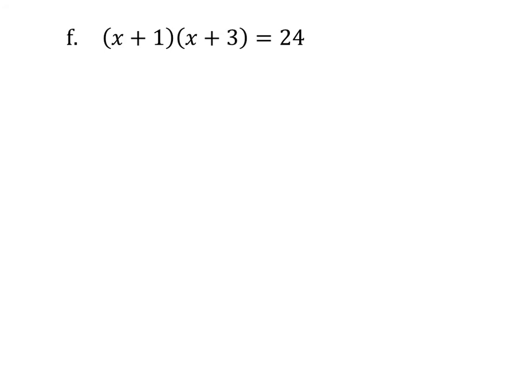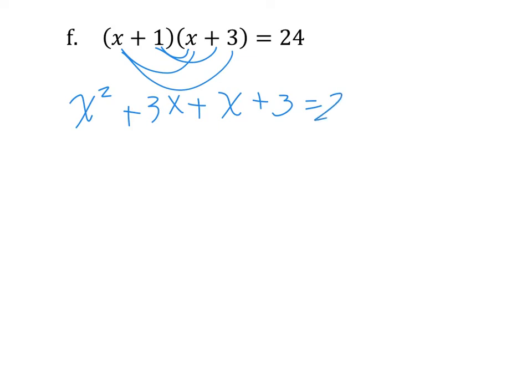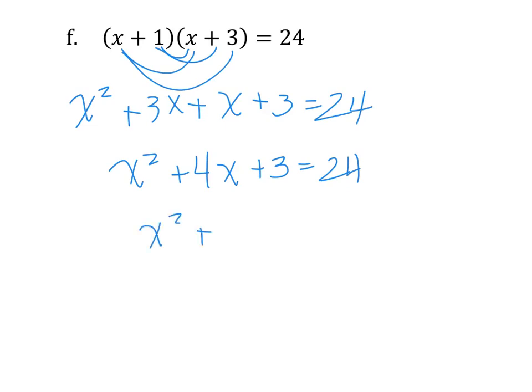Our last example is a very similar one. I'm going to multiply it out. We have x squared plus 3x plus 1x plus 3 is equal to 24. Combining like terms, x squared plus 4x plus 3 equals 24. Subtracting 24 from each side, x squared plus 4x minus 21 equals 0.